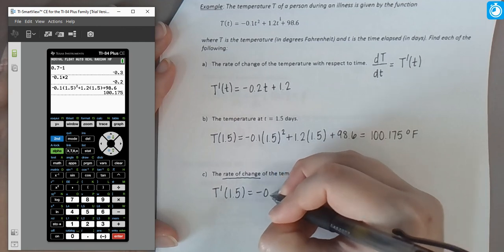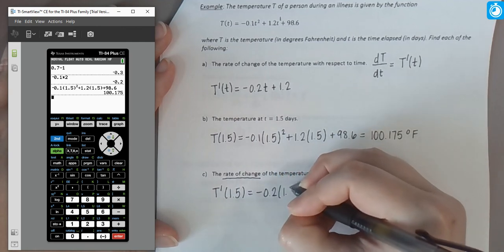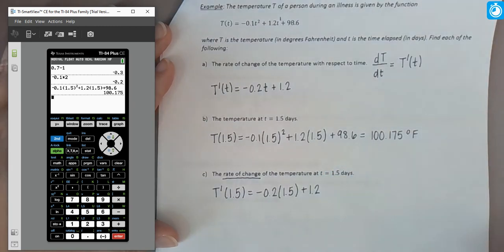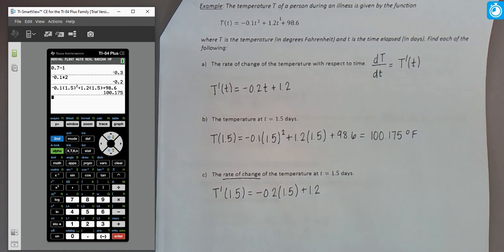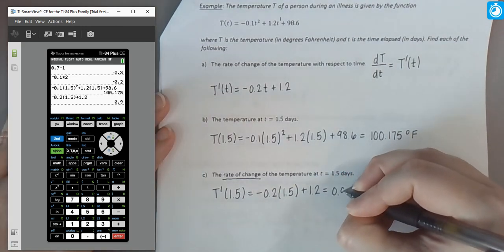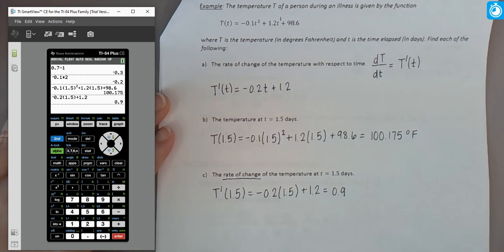So that's going to be negative 0.2 times 1.5 plus 1.2. And again, we can do this in the calculator. So negative 0.2 times 1.5 plus 1.2. And that's going to give us 0.9. Now again, what is our unit here? Here we're going to have to be a little bit more careful because we're talking about a rate. Rate involves two different units.